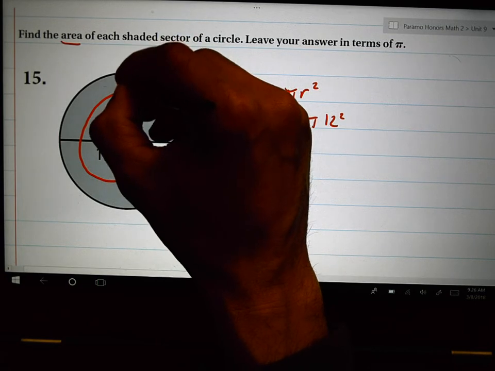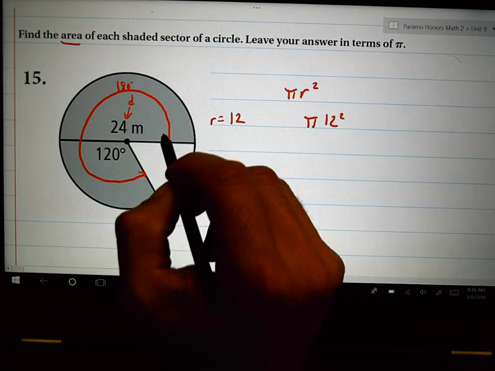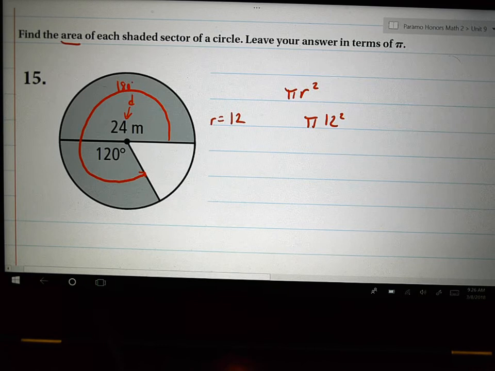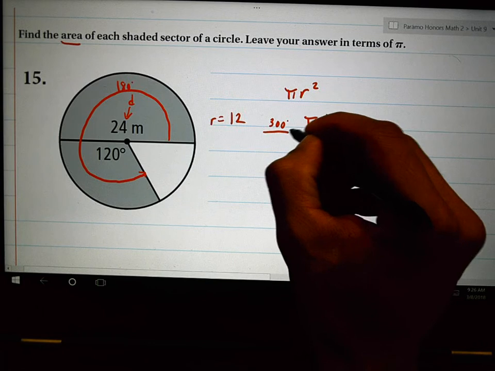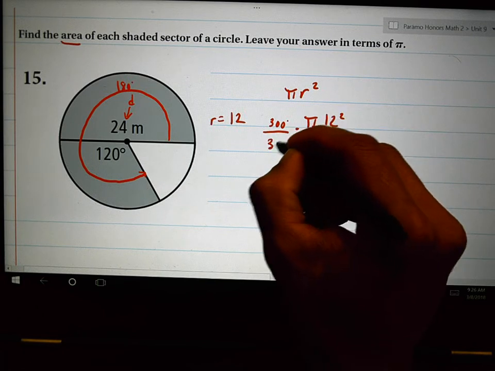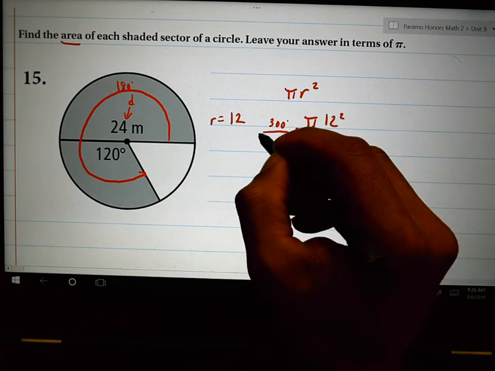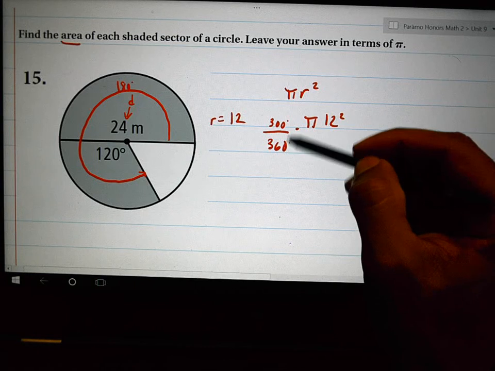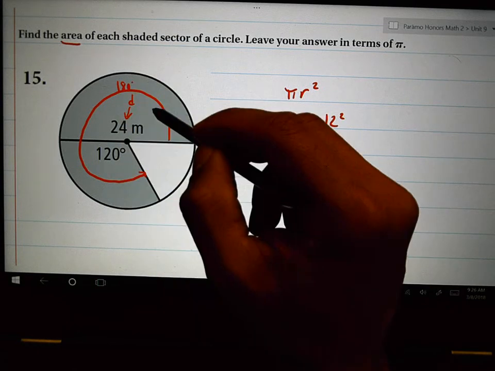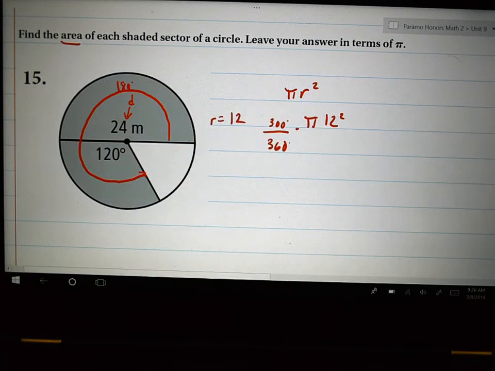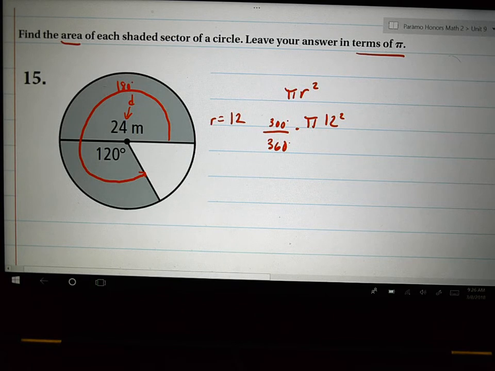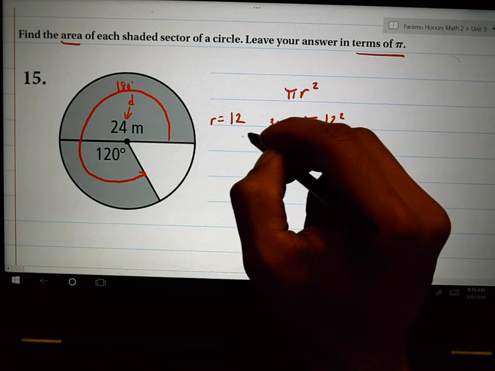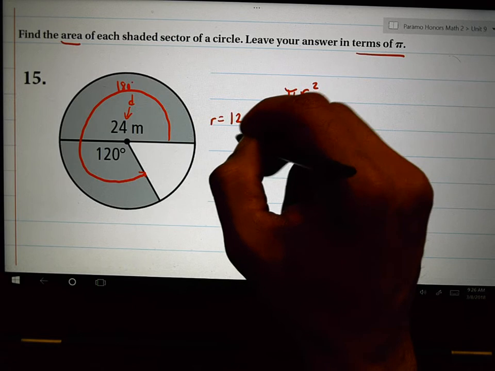180. So if we have 180 plus this 120, how many degrees is that? Out of how many? That will tell us the percentage of this circle, the percentage of the whole area we need. We need to leave our answer in terms of pi. Our calculators pretty much do that. But let's say I wanted to do it by hand, just because.